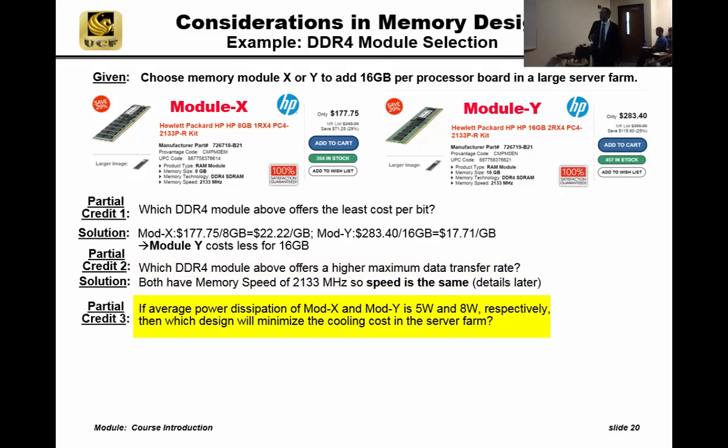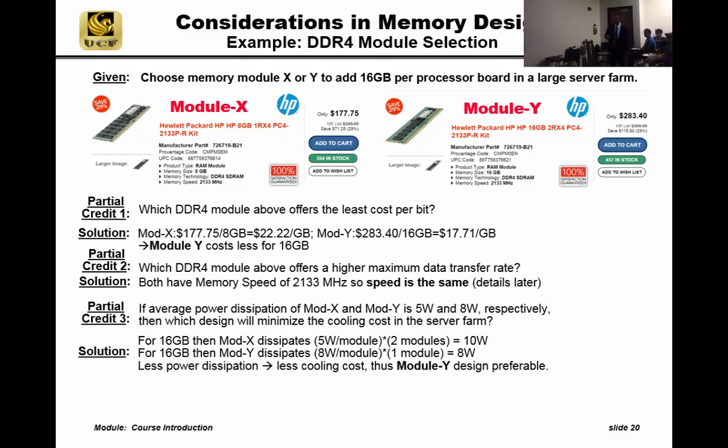Now, suppose the average power dissipation is 5 watts and 8 watts respectively. Which design will minimize the cooling cost of the server farm? And that's a really interesting question. You say, well, 5 is less than 8. But what? Yeah, you need 2 of them. Exactly. Because it's the specification, you have to add 16 gig, because that's what they paid you to do. So if you're Google, you might actually want to pay more per bit to do what? Reduce your energy bill. Okay.